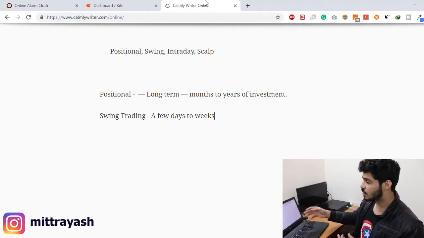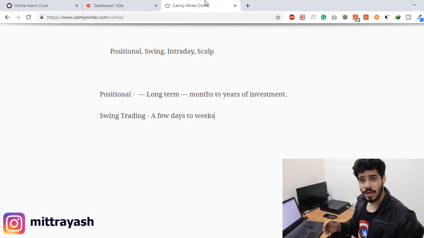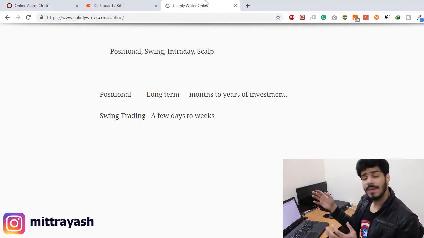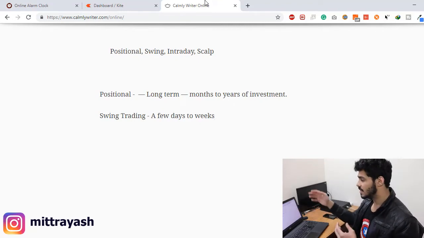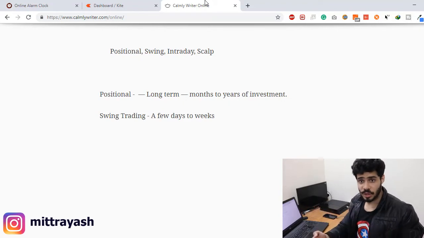By the way, the brokerage is what you pay every time you buy or sell a stock. Every time you buy or sell a stock, your broker will take some money from you. You will have to pay taxes on that transaction. So you want to minimize that operation of buying and selling the stocks again and again and again. So swing trading is also helping you with that.